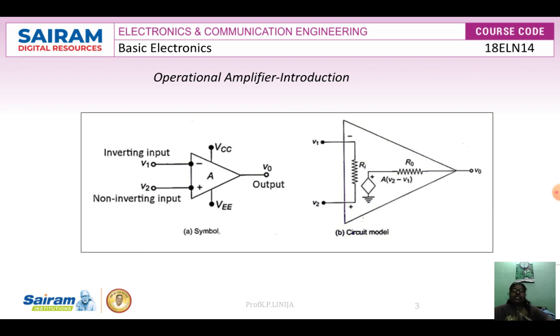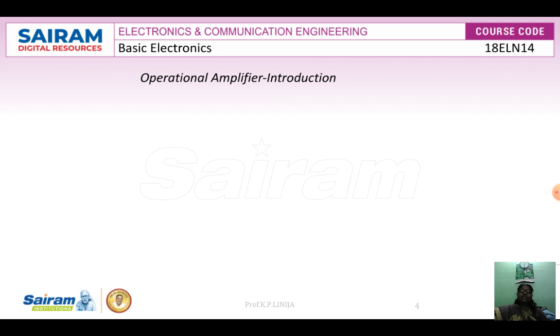and the output is mentioned as V0. Basically this operational amplifier has a very high input impedance, represented as Rin, and also a very low output impedance, given as R0. As usual we say that it is a very high gain amplifier, and the gain is A, so that for the difference between the two voltages, the output voltage V0 is equal to A into (V2 minus V1).